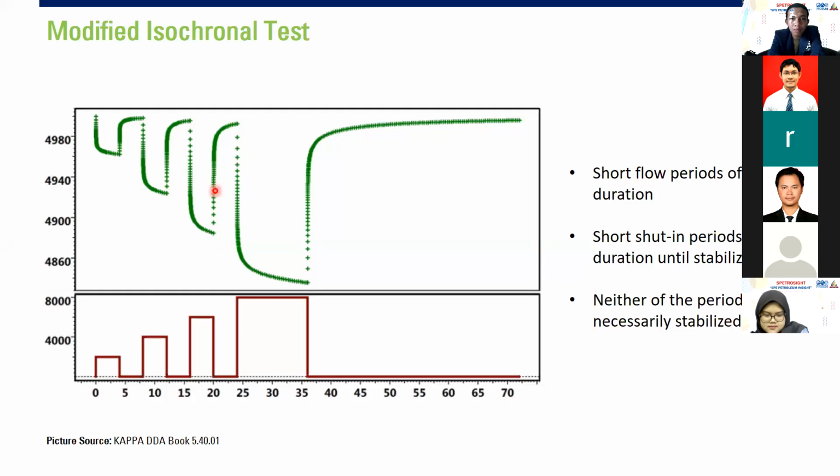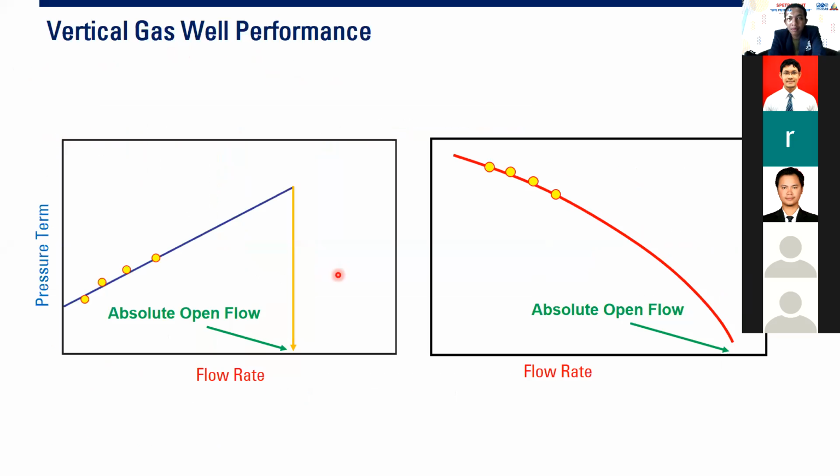In modified isochronal test, or MIT, it's not Massachusetts Institute of Technology, all right? It's modified isochronal test. It's faster. If you have 4 flow periods, it means that you obtain 4 data points, right? And again, you plot it like this, or you can also plot it like this. This is in the linear form, this is in the original form, but the result is the same. You obtain the absolute open flow or maximum gas flow rate. This is actually your gas well performance or gas well deliverability.